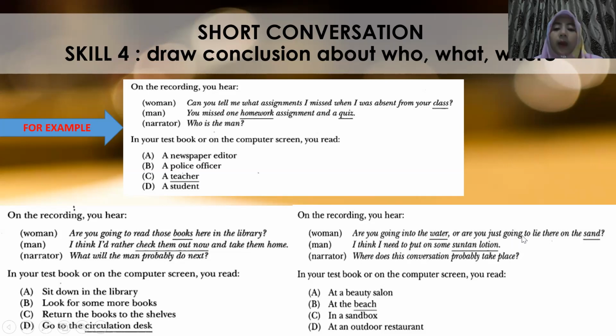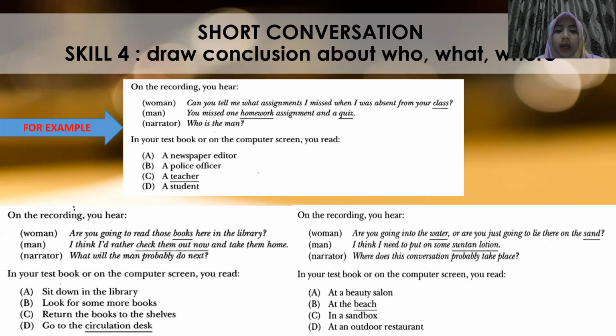Sebetulnya di sini ada beberapa clue ya. Ada beberapa keywords. Yang pertama ada water, kemudian sand. Ya, sand itu kan pasir. Kemudian air, and then suntan lotion ya, atau sunblock gitu ya. Nah, jadi ini kira-kira di mana tempatnya? Gampang banget, at the beach ya. So that's the answer. Ya, jadi begitu.